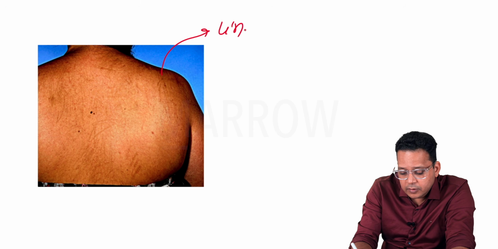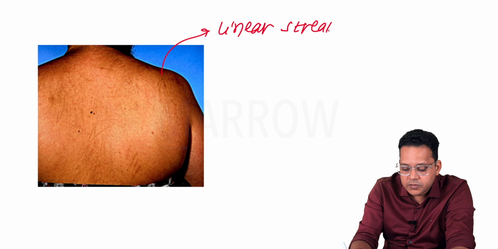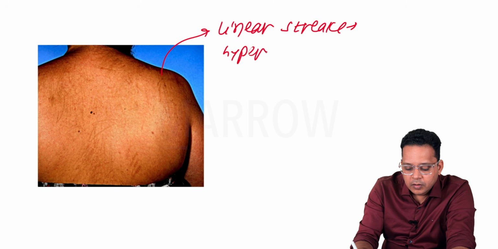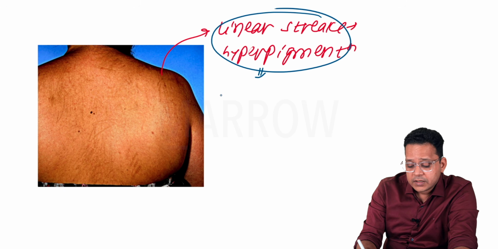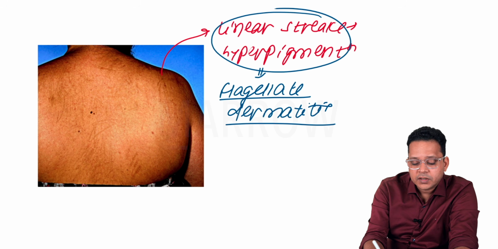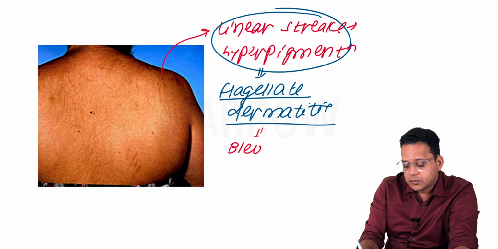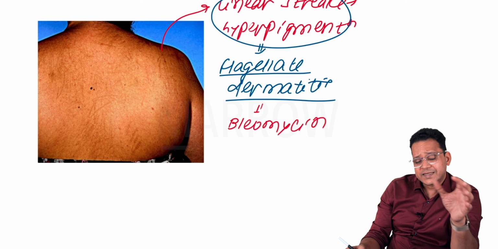All right, what can I see on the back of this patient? So you can see here on this back, there are linear streaks of hyperpigmentation. All right, guys, what do I call these linear streaks of hyperpigmentation? This is called as flagellate dermatitis. All right, which drug causes it, guys? Do you know? It is caused by bleomycin. So bleomycin causing flagellate dermatitis has been asked. This image has been asked.